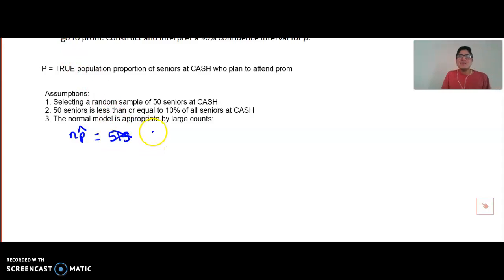So here, n is my sample size, not my population size. My sample size was 50 seniors, and my proportion here was the 36 out of 50 of them who said they would be interested in going to prom. That tells us that 36 seniors would be interested. So that is most definitely greater than or equal to 10.